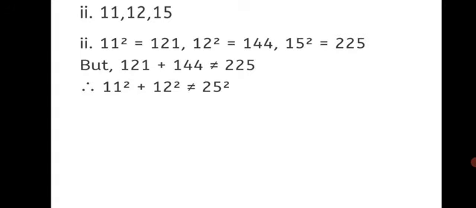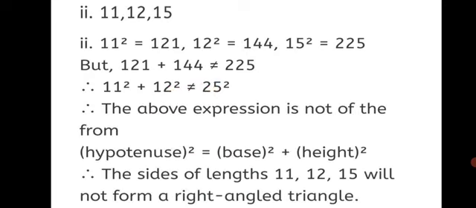Not 25, here it should be 15 square. In the question we have 15. Here also we have 15 square. So 11 square plus 12 square is not equal to 15 square. Next, the above expression is not of the form hypotenuse square is equal to base square plus height square. Therefore, the sides of lengths 11, 12, 15 will not form a right angle triangle.